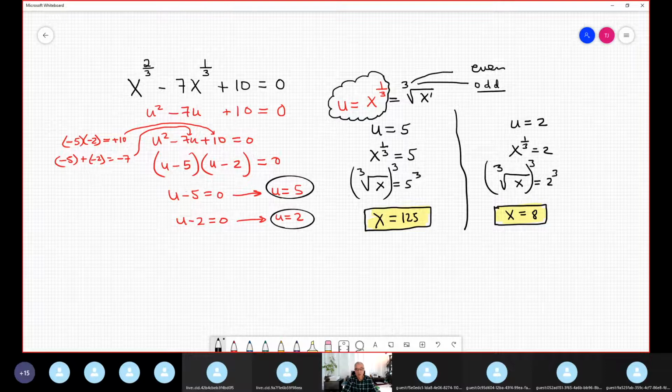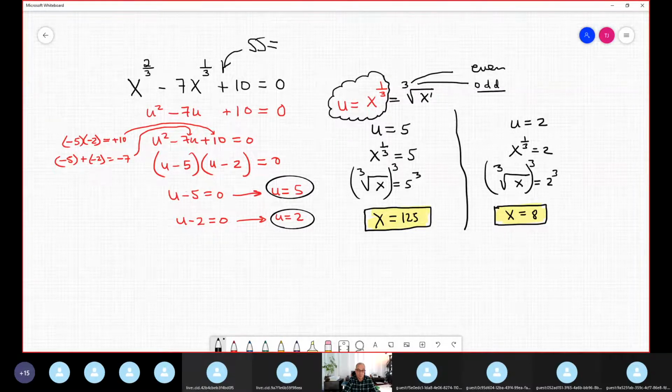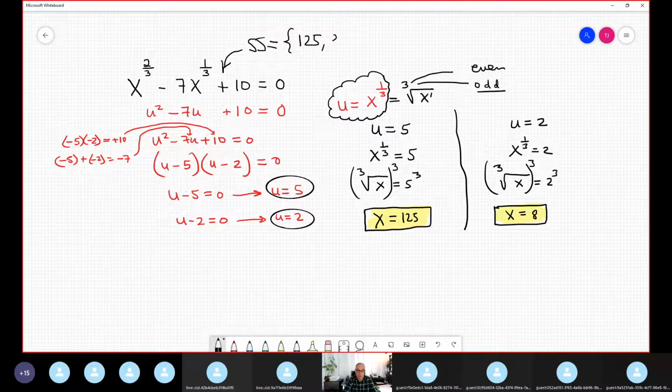Finally, I come back to the substitution. I realize it's a radical equation, but in this case, the index of the root is an odd number, so it's nice. You raise both sides to the cubic power, you get the solution, and the solution set for this equation is 125 and 8. Any question, guys?